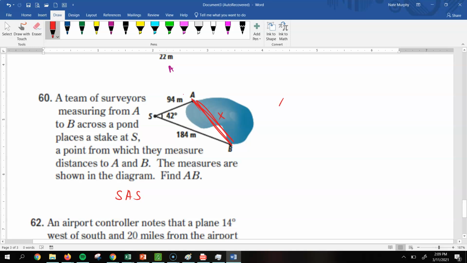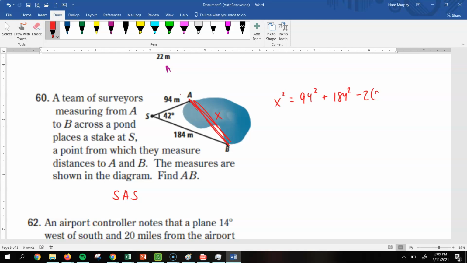So we're going to use the law of cosines. So it would be x squared equals the two sides squared. So 94 squared plus 184 squared minus 2 times those two sides. So 2 times 94 times 184 times the cosine of the angle, and the angle is 42 degrees. Again, for this problem, make sure your calculator's in degree mode. If you're getting the answers wrong, that very well could be why. So make sure that you don't make that mistake on the test.